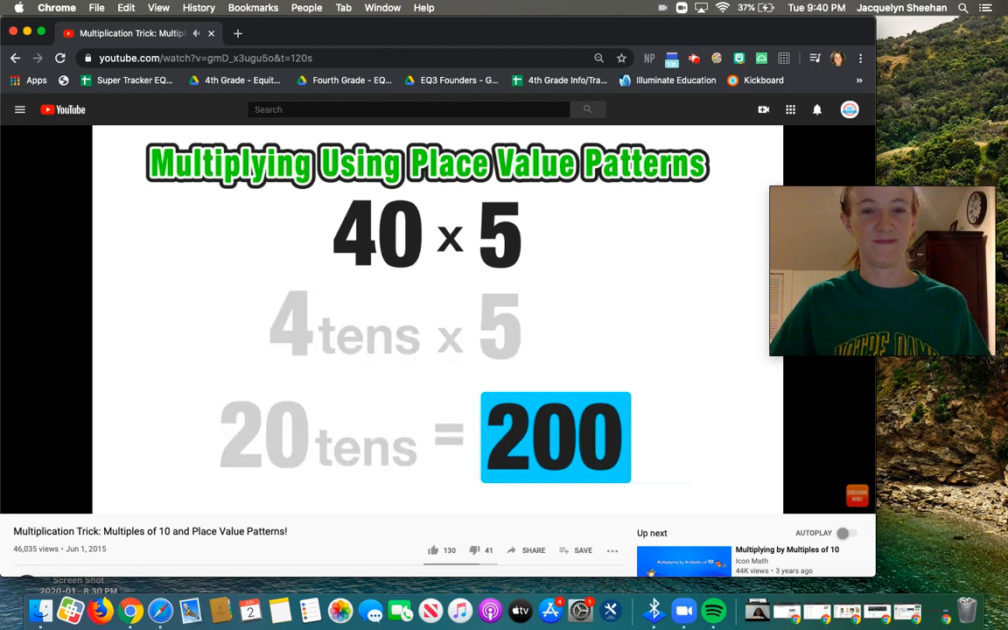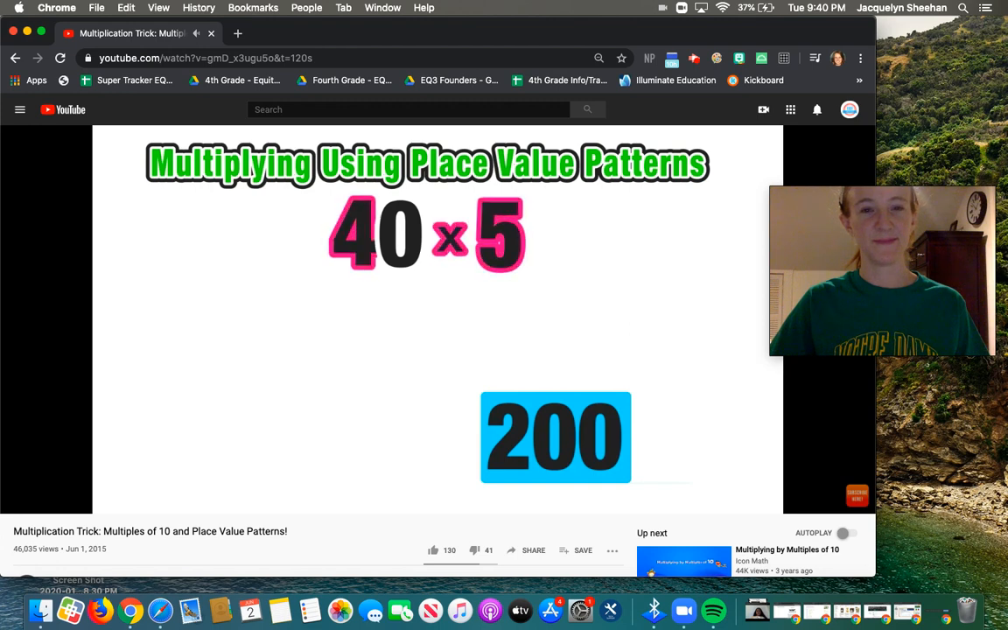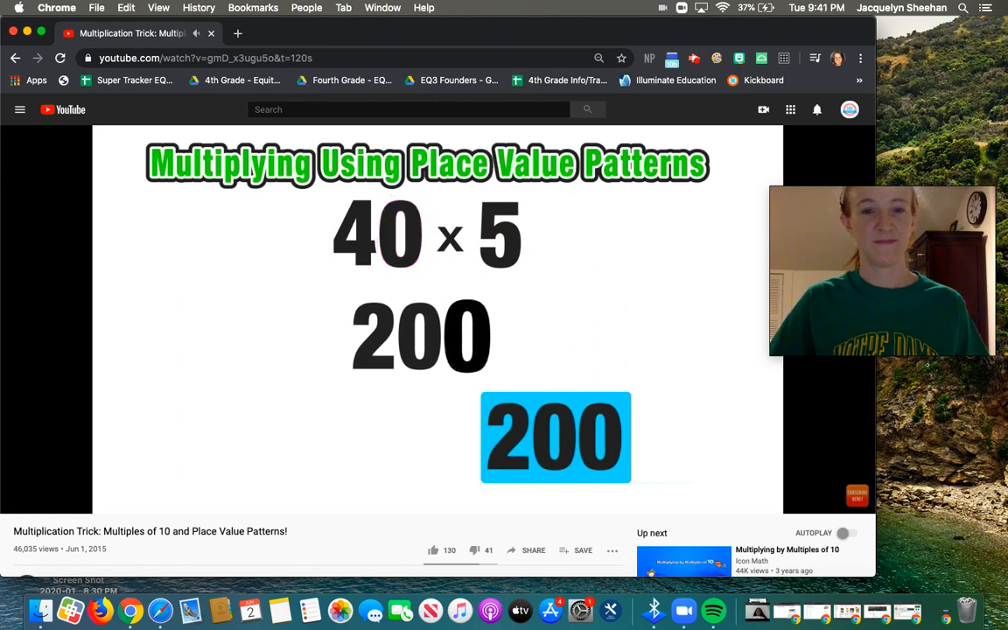Now there is another trick that we can use here when multiplying with multiples of 10. What we're going to do is take the two non-zero digits and multiply them together. In this case, 4 times 5, which equals 20. And then notice that 40, which is our multiple of 10, has one zero digit. So we'll take that one zero digit and tack it onto the product that we just found. And a 20 with an extra zero added to it is 200. So either method will get you the same product.